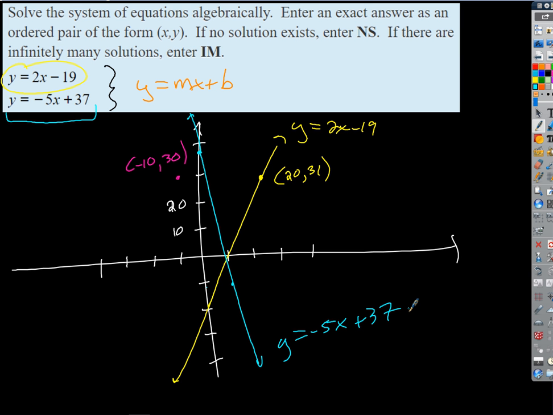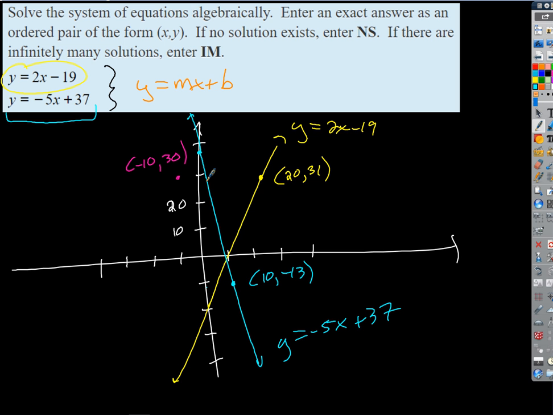For example, in this case, if x equals positive 10, what's y going to equal? So negative 5 times 10 is plus 37. Negative 50 plus 37. Negative 13, right? So we're going to have a point here, positive 10, negative 13, for example. Once again, here's a point that doesn't work on that line, right? It's not a solution.